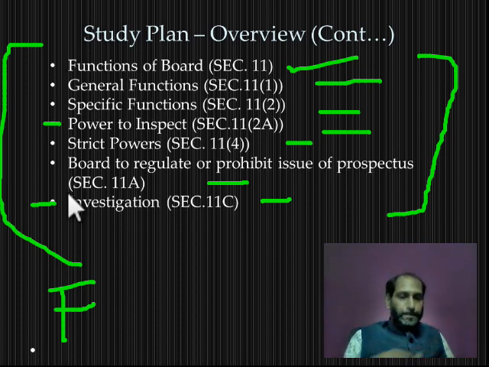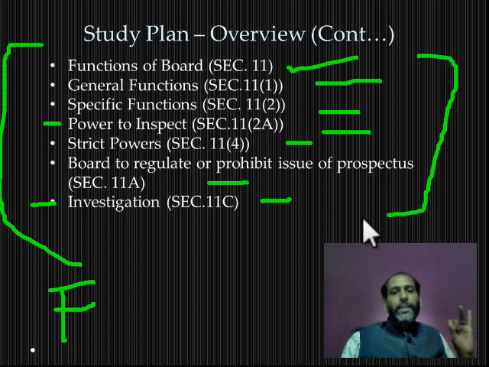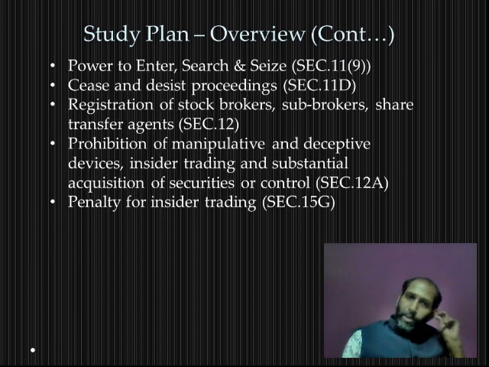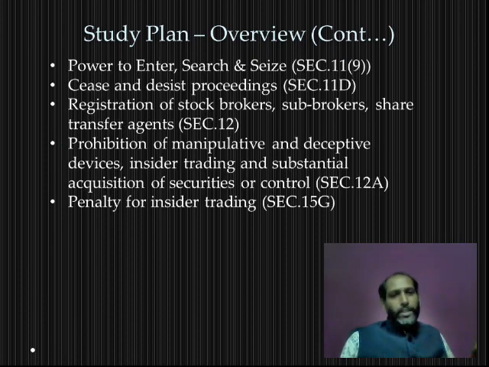So again, part 1 was the objective. Part 2 was the administration and management of SEBI. Part 3 is regarding functions, inspection, and investigation. Now we'll go to part 4. Part 4 is with regard to the miscellaneous provisions for SEBI, especially with regard to powers of search and seizure. It's very important. It's very simple, it's only 3 lines.